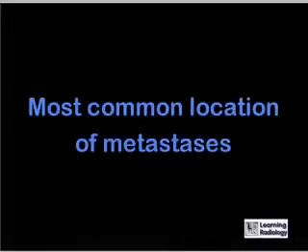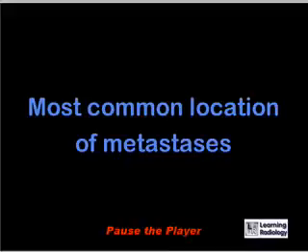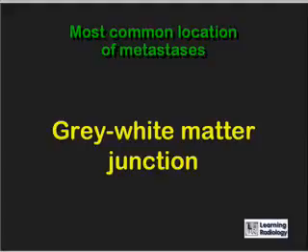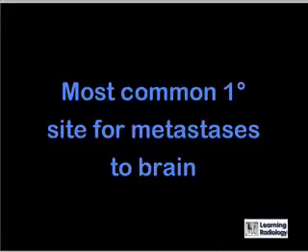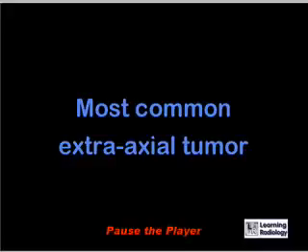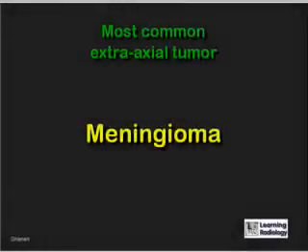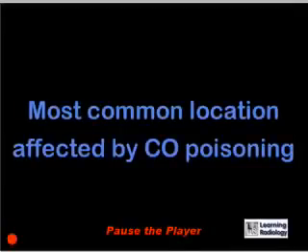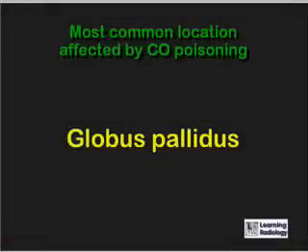What is the most common location of metastases? The gray-white matter junction. What is the most common primary site for metastases to the brain? Lung cancer. What is the most common extraaxial tumor in adults? Meningioma. And lastly, what is the most common location affected by carbon monoxide poisoning? The globus pallidus.